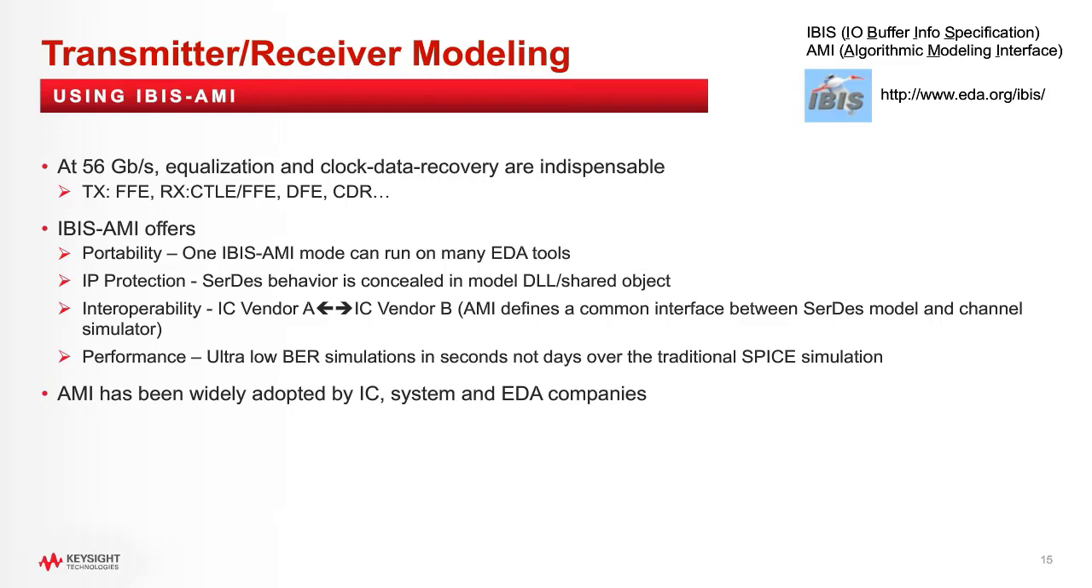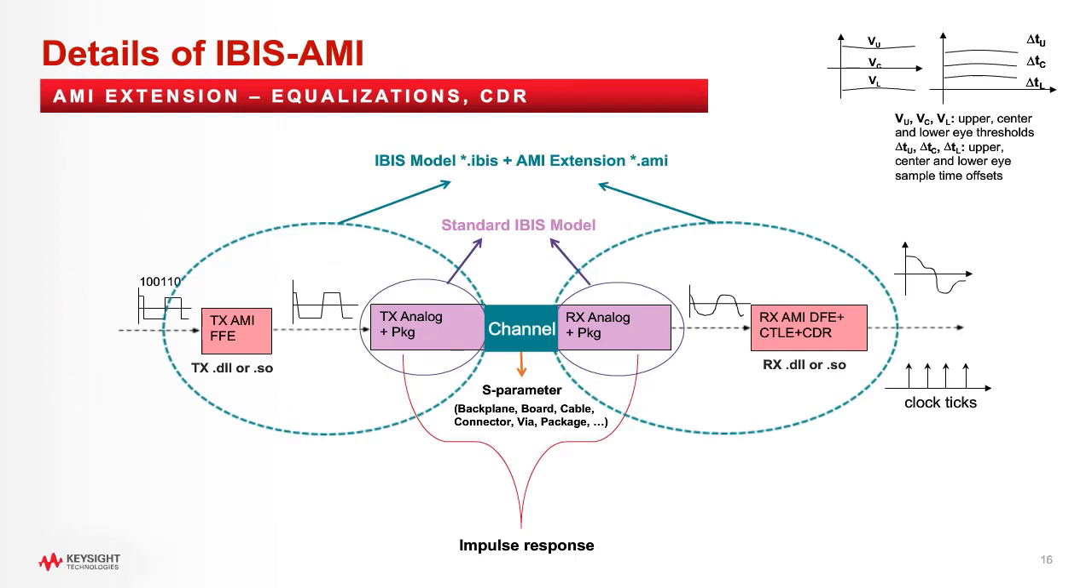The AMI, algorithmic modeling interface, which is an extension to IBIS, addresses this issue by offering portability, IP protection with DLL or shared objects, interoperability, and super fast simulation speeds. IBIS-AMI became a standard from IBIS 5.0, aimed at high-speed SerDes, departing from the traditional SPICE-like IBIS flow. Now let's take a look at the details of IBIS-AMI.